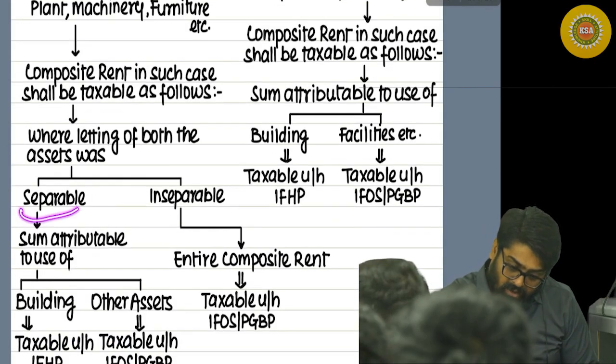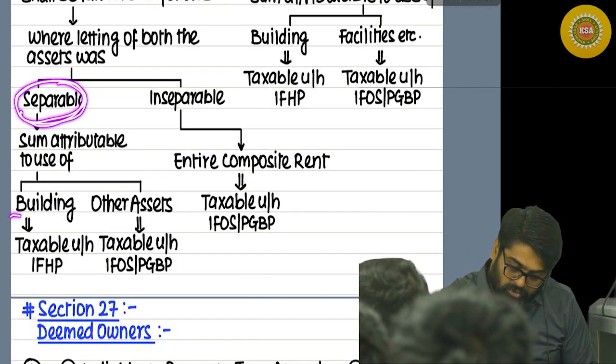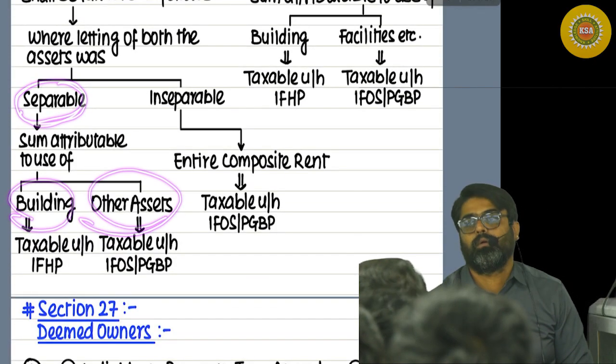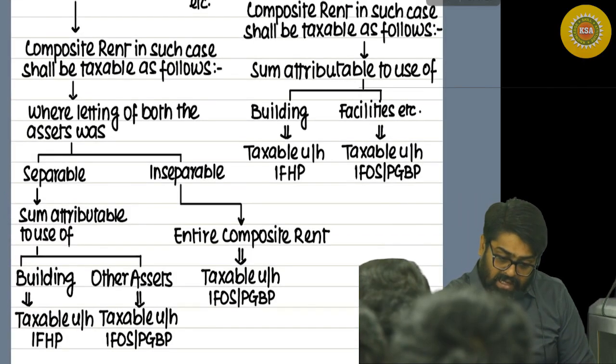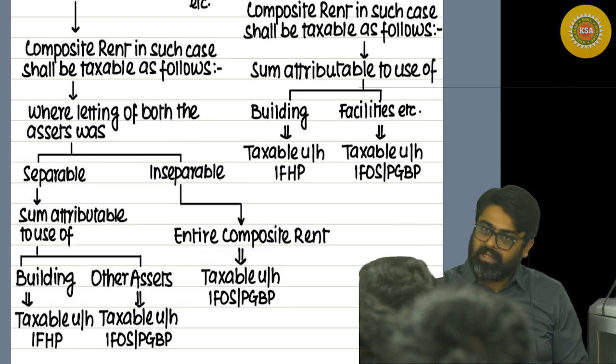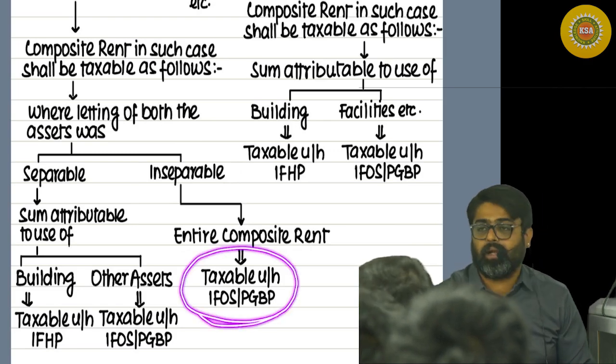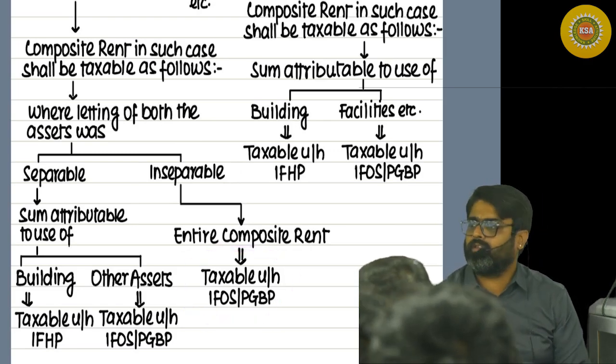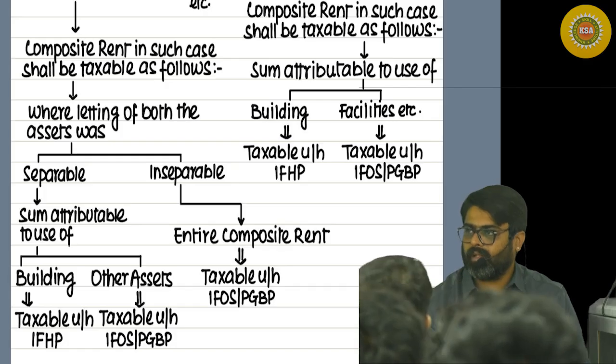If the letting was separable, you are supposed to separate the rent. Yes or no? But if the letting was an entire composite rent, don't separate it. The entire composite rent will be taxable under the head IFOS or PGBP. Easy or difficult? Will you remember this?